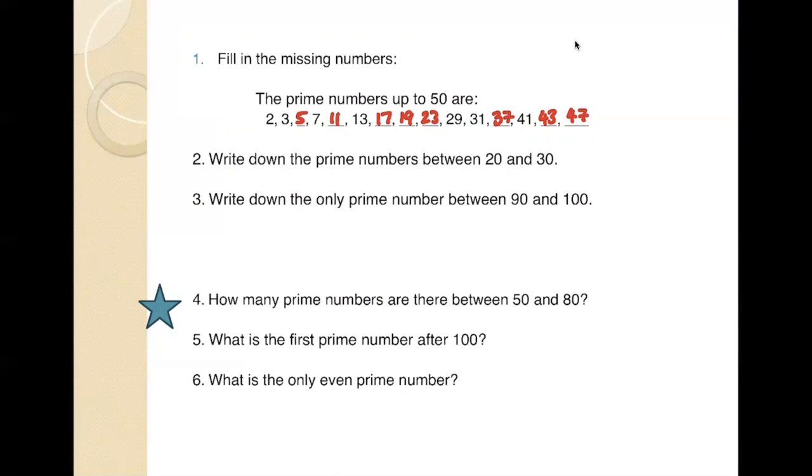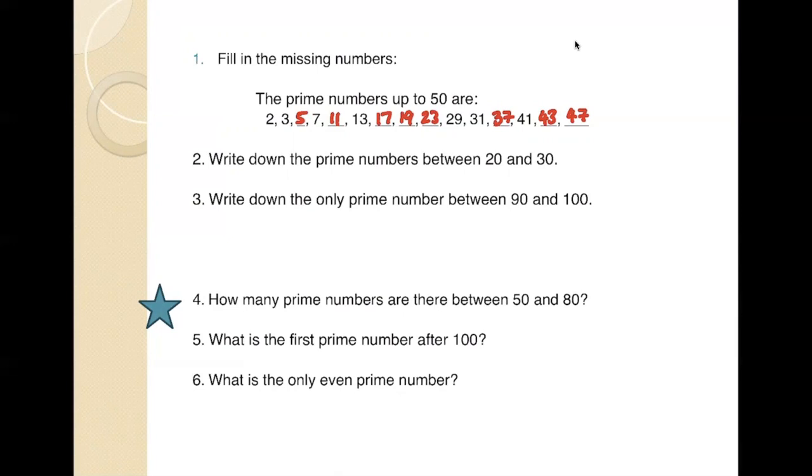Right, write down the prime numbers between 20 and 30. You might want to test yourself to do this, and you can check your answers against 100 square that we've just shown. Write down only the prime numbers between 90 and 100. How many prime numbers are there between 50 and 80? What's the first prime number after 100? And what is the only even prime number?